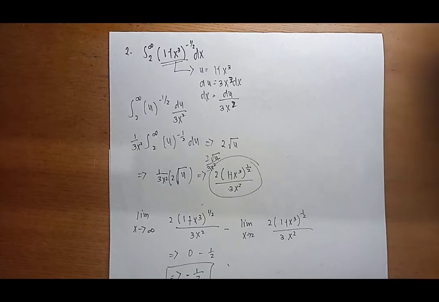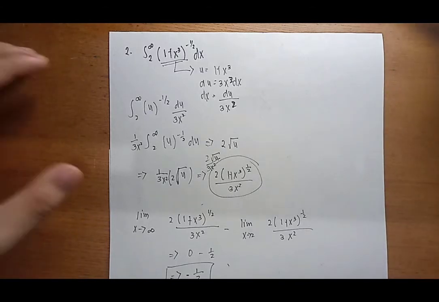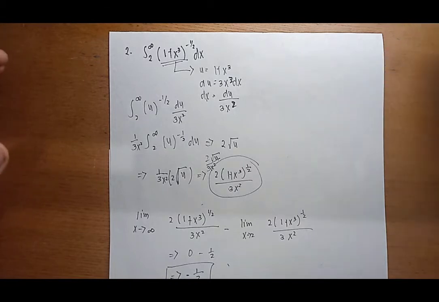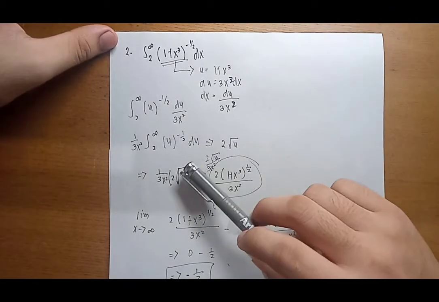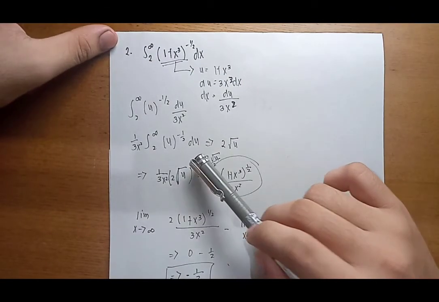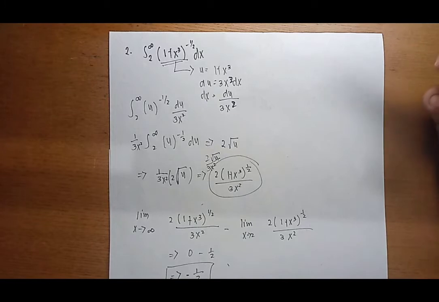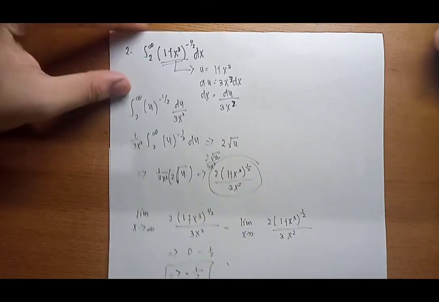And now we will move out the constant term, which is 1 over 3x^2, away from the integral, and have the equation 1 over 3x^2 times the integral of u^(-1/2) du from 2 to infinity. Now if we integrate u^(-1/2) du, we will have the answer 2 square root of u, or 2 times u^(1/2).